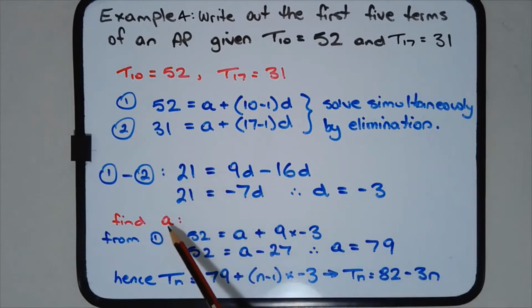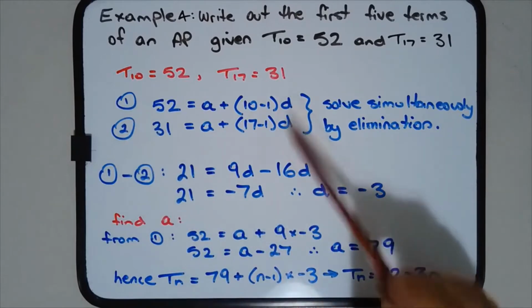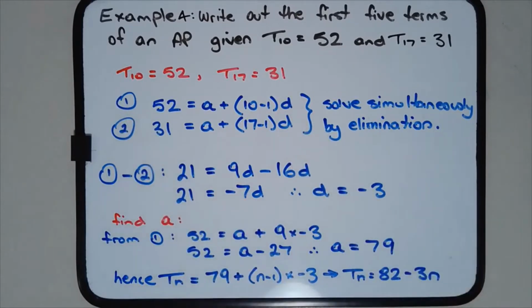Next, to find A, we can use either one of these two equations. Substitute D equals negative 3 in either one. I've just used equation 1 for convenience. 52 equals A plus 9 times negative 3, so 52 equals A minus 27. Adding 27 to both sides, we have A equals 79.